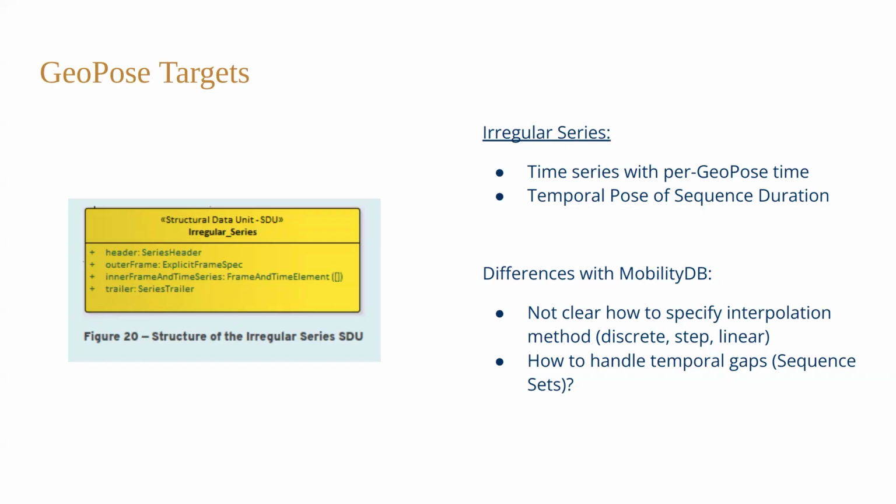There are some things that are available in MobilityDB which are not specified in the standard. For example, I don't think I've seen how to specify the interpolation, whether step, linear or discrete, for this irregular series, although I might be mistaken. Another thing is how to handle temporal gaps. I'm assuming this might be multiple irregular series, but I don't think this is specified either. But you already see the link between the two, at least.